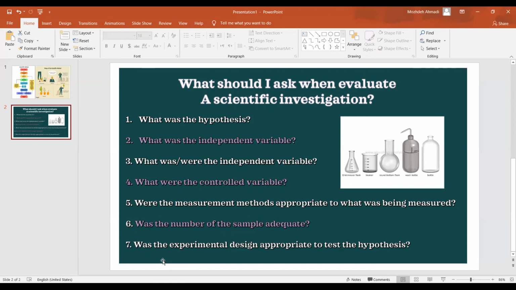Okay, the next one is, was the experimental design appropriate to test the hypothesis? You should pay attention that the steps of the experiment that you write should lead you to test the hypothesis. The aim of the steps of the experiment is only to give you the answer for your hypothesis, for your questions.